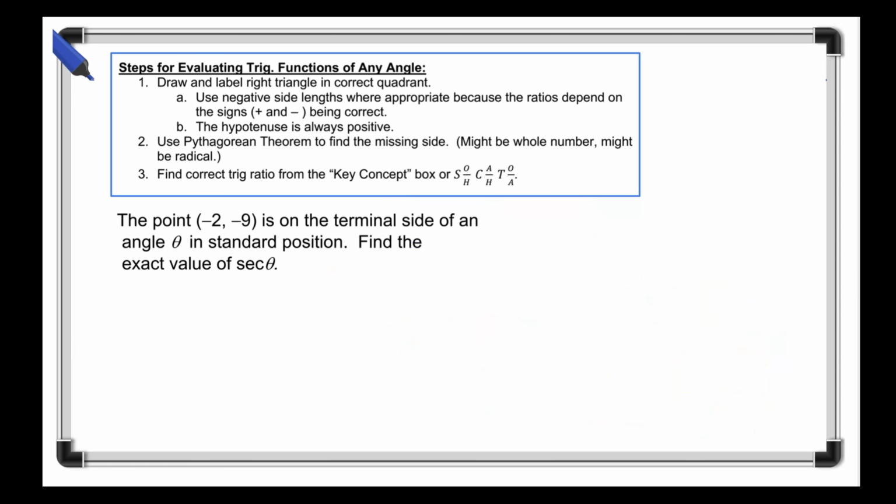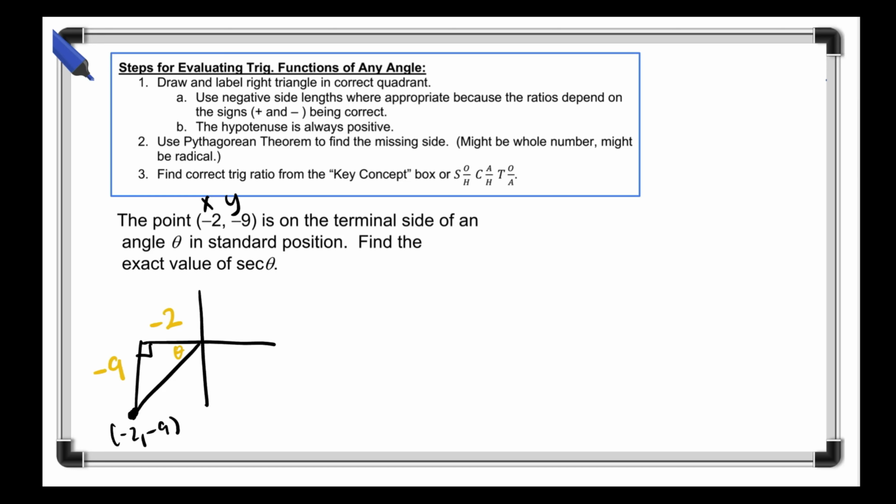All right, so another angle for us here today. We're going to have negative 2, negative 9. So negative and negative, that's in quadrant 3, my angle. Negative 2, negative 9. My theta is going to be right around that origin. So x distance is negative 2. Y distance is negative 9.